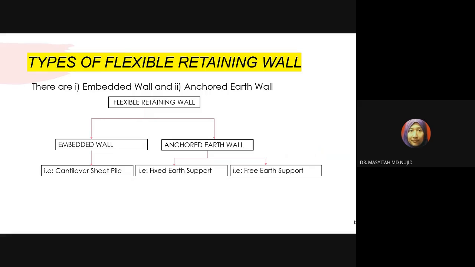The retaining wall in geotechnical engineering is often necessary to prevent lateral soil movement, whether you are using the gravity wall, the braced excavation wall, or the cantilever retaining wall. Before you can use the retaining wall to prevent failure, you have to estimate the lateral earth pressure acting on this structure, to be able to design them. For embedded wall, some examples that we can cover in this chapter are cantilever sheet pile wall and anchor earth wall, from fixed earth support and also free earth support.